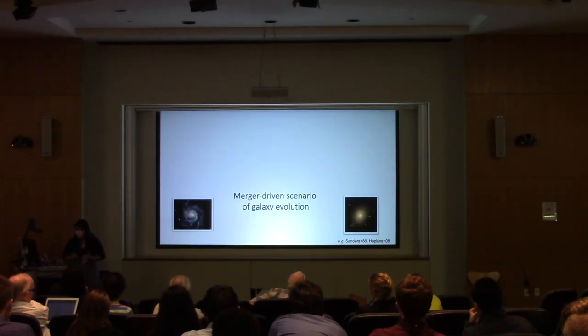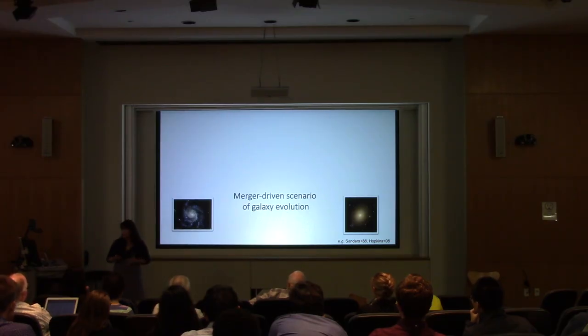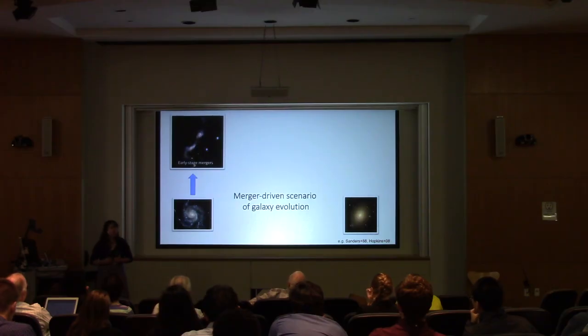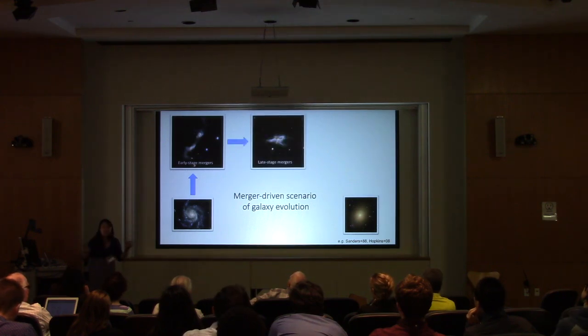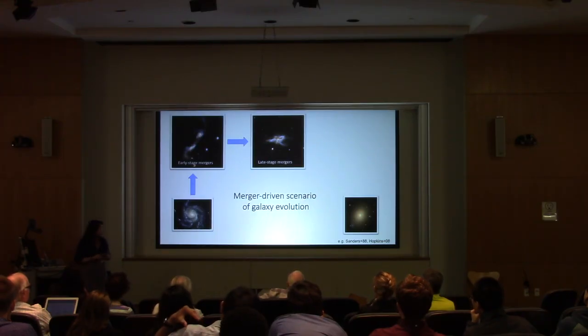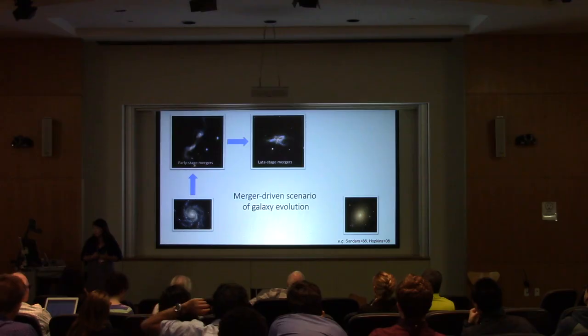So what emerges is a picture of a self-consistent merger-driven scenario of galaxy evolution, where gas-rich major mergers come into the gravitational influence of each other, and then start a delicate dance, interact a few times, and then collide and form what we call later-stage mergers and post-mergers.